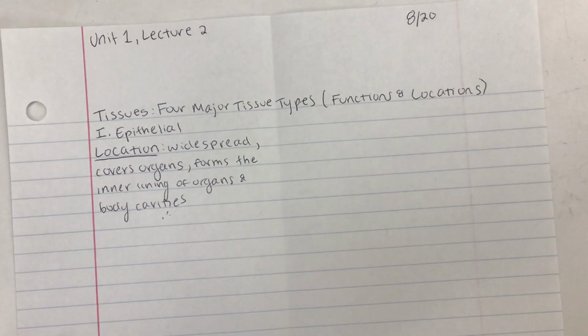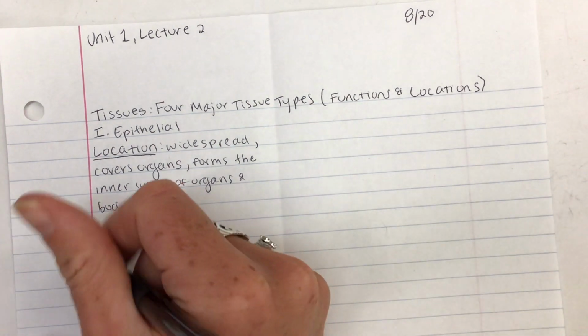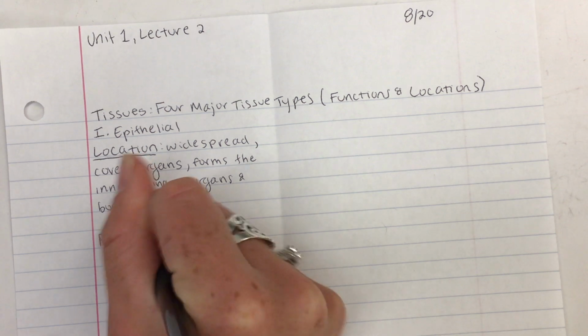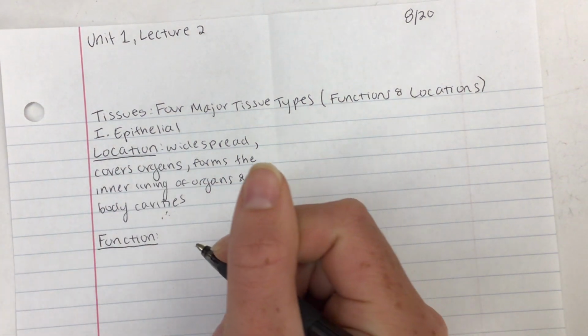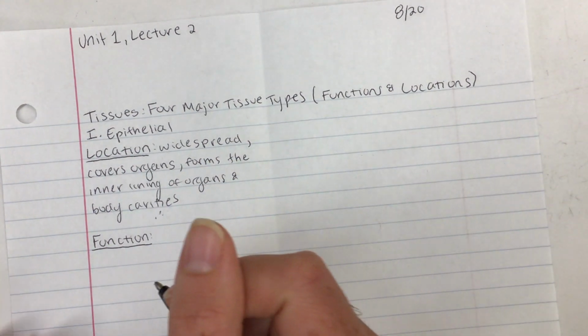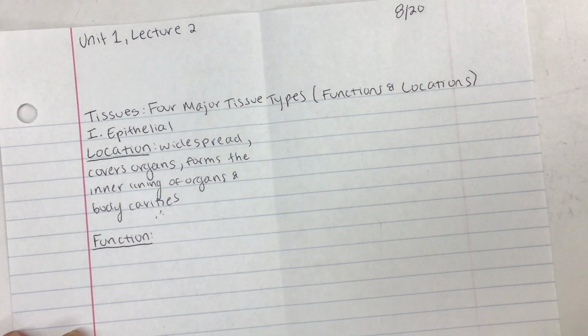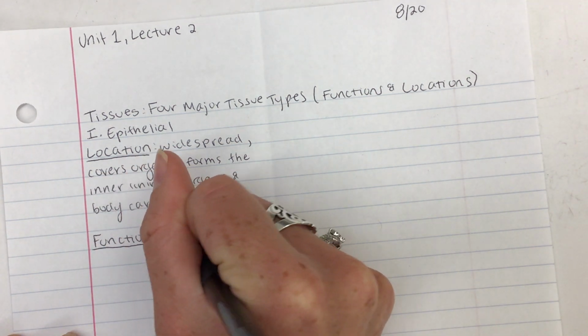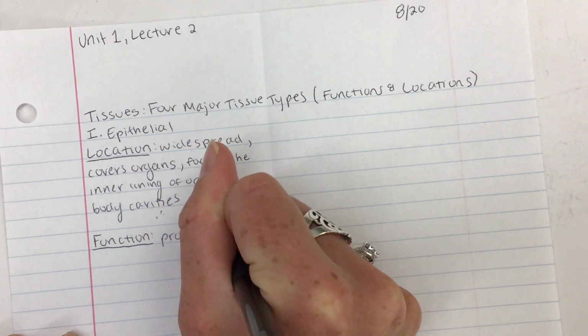So now let's take a look at their function. So you can write that one down below. And so there's a good variety of functions for epithelial tissue, but their major functions are to protect and form barriers.